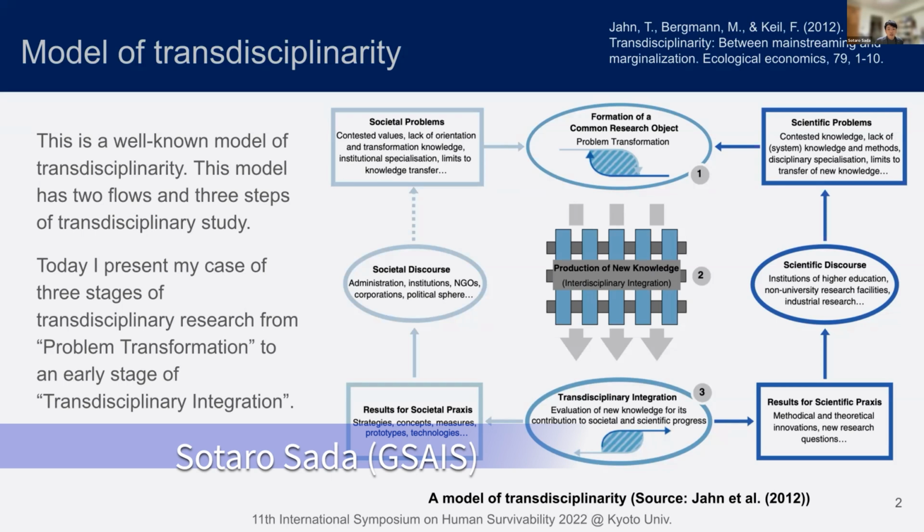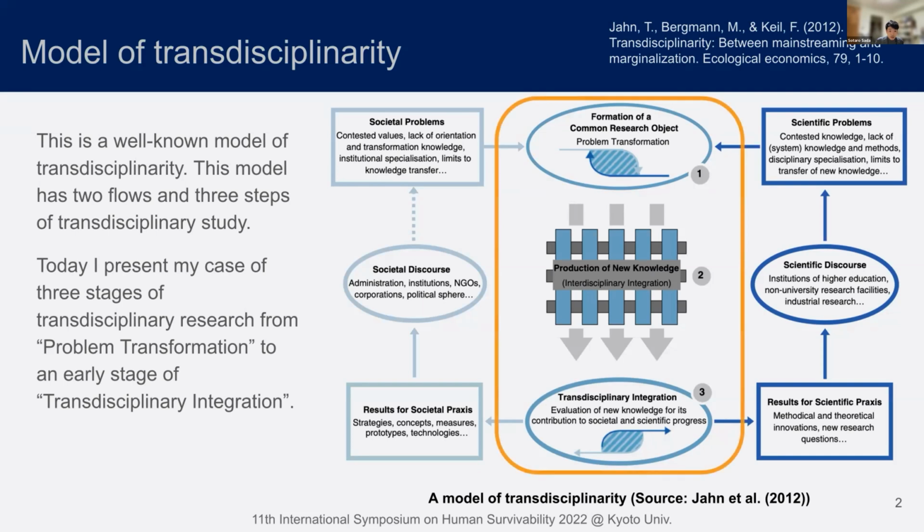This model is composed of 2 flows. One is societal and the other is scientific. And the center part of the model illustrates 3 steps of the transdisciplinary study: problem transformation, interdisciplinary integration, and transdisciplinary integration. To do transdisciplinary research, we have to transform societal and scientific problems into a boundary object between disciplines, namely a common research object. Then interdisciplinary research produces new knowledge, and its contribution to societal and scientific progress is evaluated.